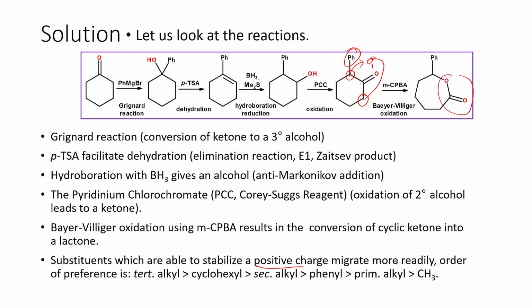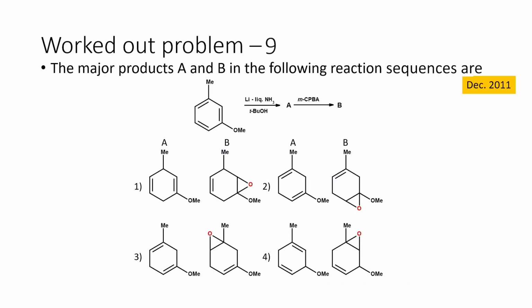So the migration takes place on the carbon that is stabilized. This stabilized carbon shifts to give the corresponding lactone derivative. So this is the first intermediate that is formed, the alkene, and the final product is basically the lactone. These are all the overall reactions that are happening here. Let us move on to the next problem.